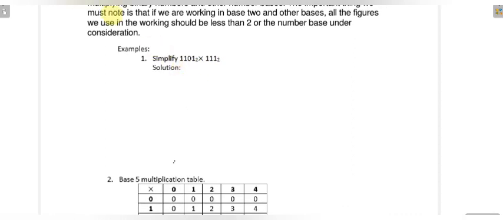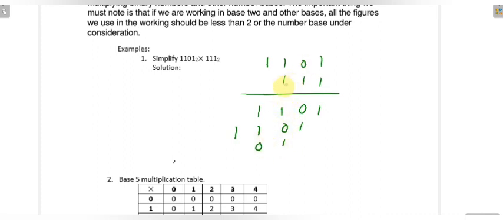So let's multiply this. To multiply this, I'm going to have 1101 times 111. So multiply 1 times 1 is 1. 1 times 0 is 0. 1 times 1, 1. 1 times 1, 1. 1 times 1 is 1. 1 times 0, 0. 1 times 1, 1. 1 times 1, 1. And 1 times 1 is 1. So you see, I'm starting this from the third column now. 1 times 0 is 0. 1 times 1 is 1.